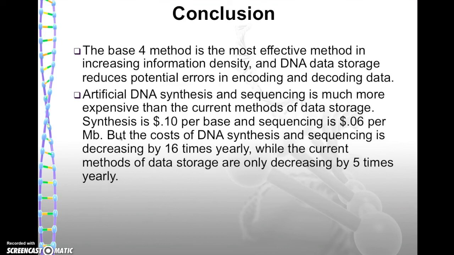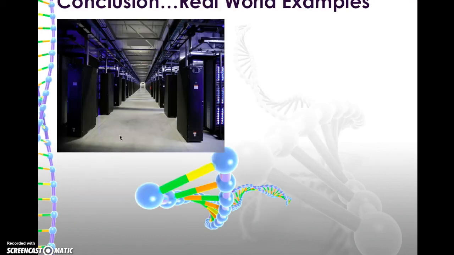The issue is that it's pretty expensive to synthesize and sequence this amount of information. However, the costs of DNA synthesis and sequencing are decreasing by about 16 times every year, while our current methods are decreasing at a slightly lower rate. So eventually, maybe it will be affordable to use DNA to encode and decode our information. That'll be really cool if we can do that one day in the future.